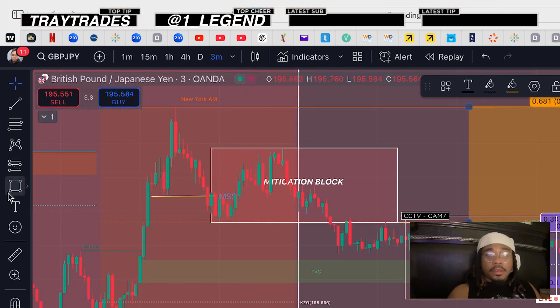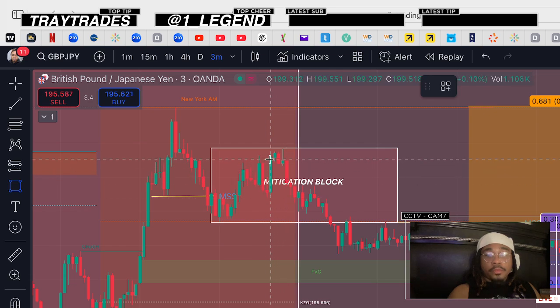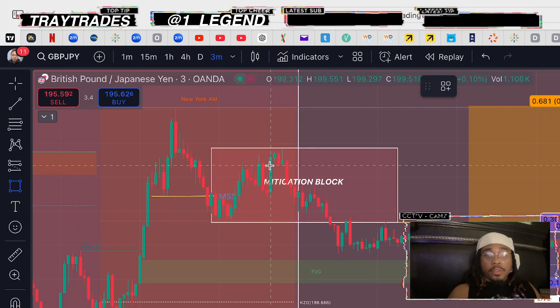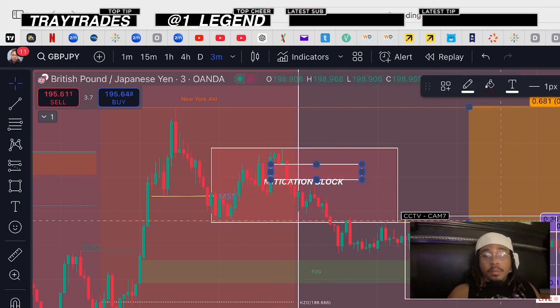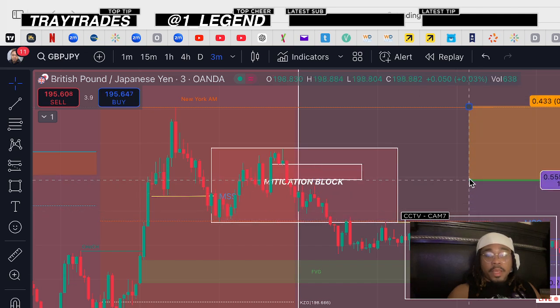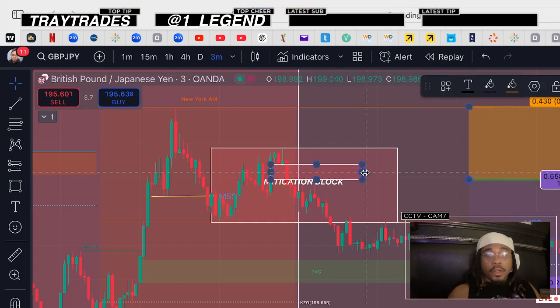And then what we see also is we have an inverted fair value gap. So we get a strong push up, strong push down. You can also look at this as an entry, and this is probably the entry that I would take too, because this will maximize your profits on this move right here.